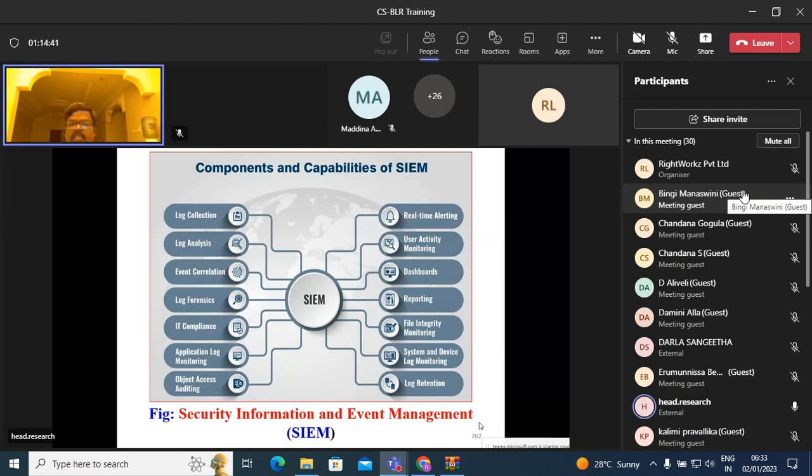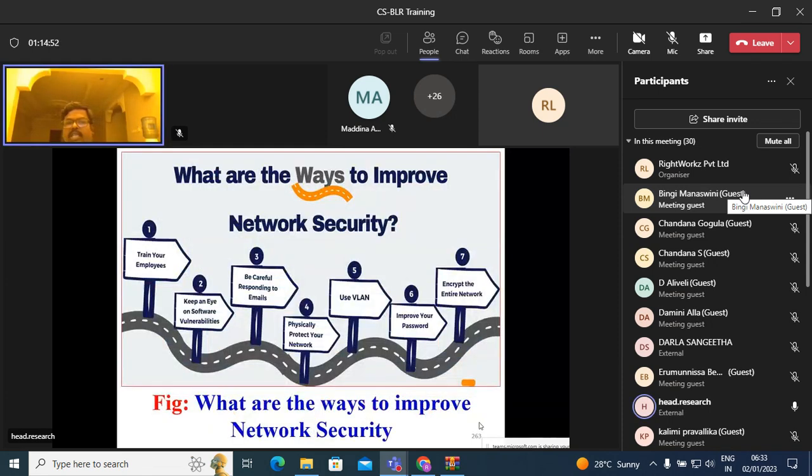So I have already explained log retention and reporting dashboards, and what are the ways to improve network security. This is the last slide of network security. Please concentrate. What are the ways to improve network security?